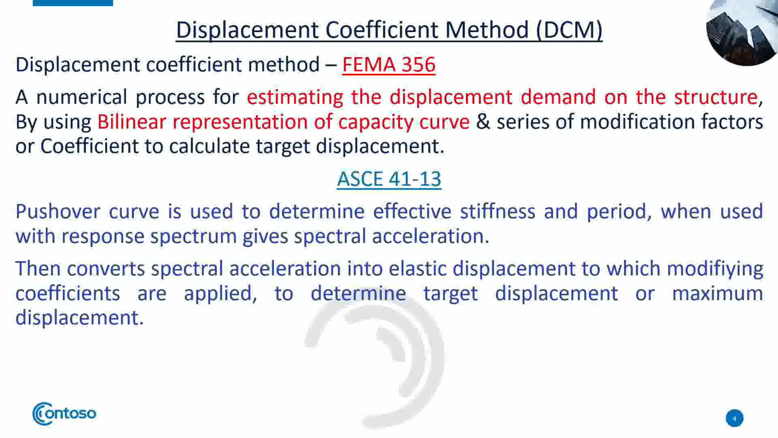The displacement coefficient method has been derived in FEMA 356, a numerical process for estimating the displacement demand on the structure by using a bilinear representation of the capacity curve and a series of modification factors or coefficients to calculate the target displacement. Again, this method has also been defined in ASCE 41-13. The pushover curve is used to determine the effective stiffness and period. When used with the response spectrum, it gives the spectral acceleration, which is then converted into the elastic displacement, to which modifying coefficients are applied to determine the target displacement or the maximum displacement.